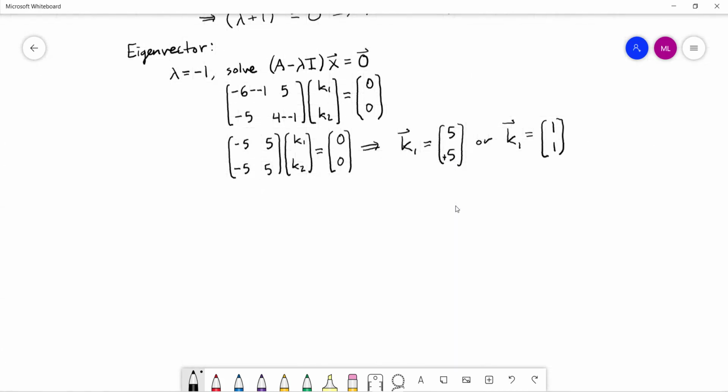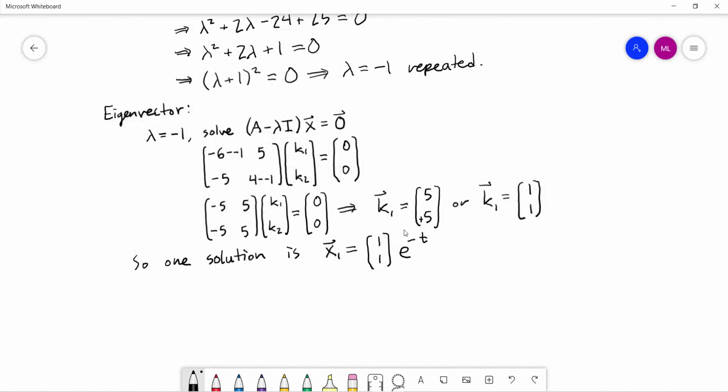So one solution, I'll call x1, one of our two solutions, is going to be 1, 1, that eigenvector, times e to the negative t. Where the e to the negative t came from, it's e to the lambda t, and our lambda value was negative 1. So here's the eigenvector, and here's e to the eigenvalue times time. Here's the eigenvalue, negative 1. So this is one of our solutions.